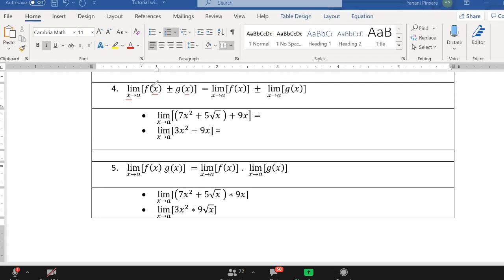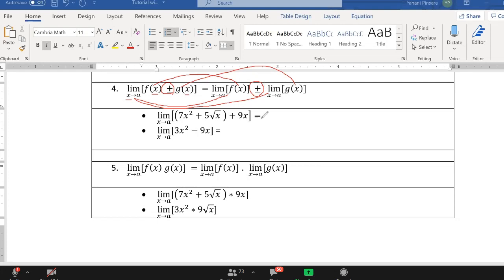So here f(x) is here, g(x) is here, and the limit is distributed here and here, right? The plus or minus sign is in the middle. This plus and minus sign is not included in the limit, right?